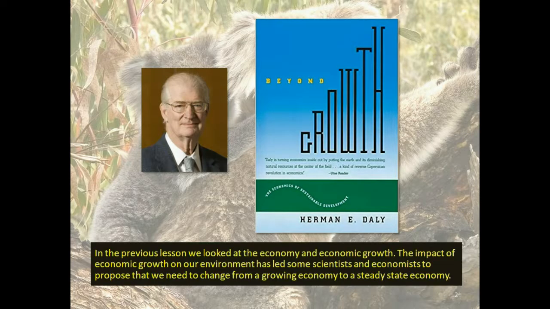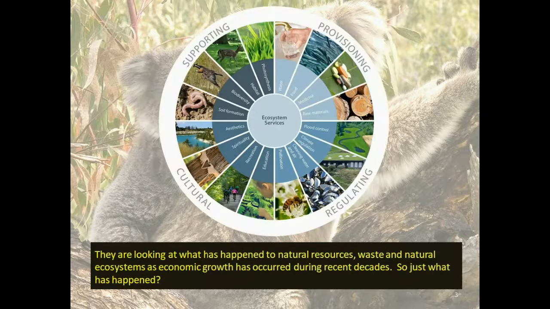In the previous lesson, we looked at the economy and economic growth. The impact of economic growth on our environment has led some scientists and economists to propose that we need to change from a growing economy to a steady state economy. They are looking at what has happened to natural resources, waste and natural ecosystems as economic growth has occurred during recent decades. So just what has happened?